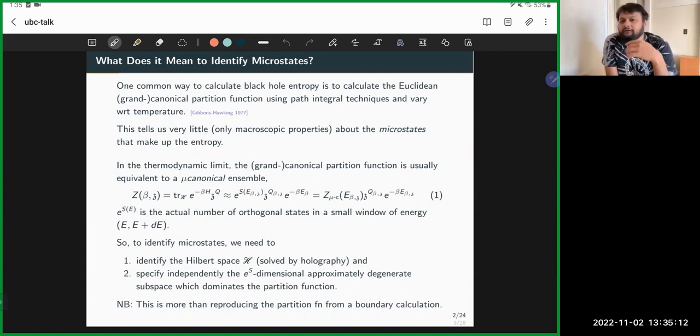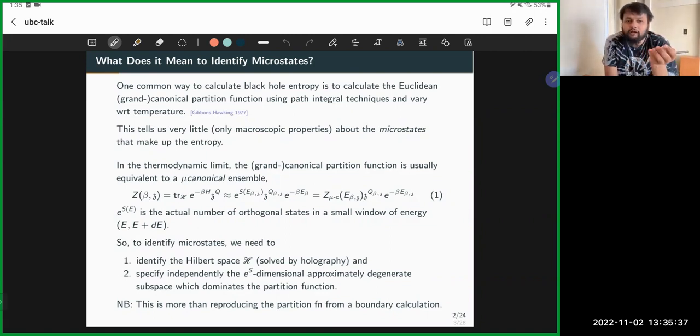You do this using path integral techniques. The most common one, started by Gibbons and Hawking, is you use the Euclidean on-shell gravity action. Okay, and you vary this path integral with temperature. Now, of course, this tells us only about the entropy. It doesn't tell you anything about the microstates except their energy, their charge, and any other macroscopic properties.